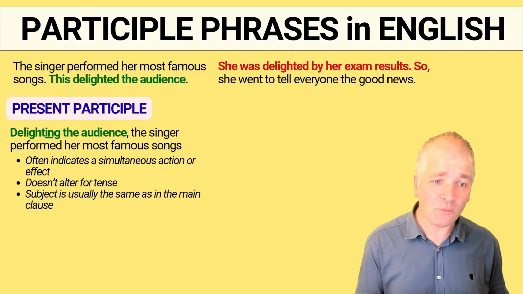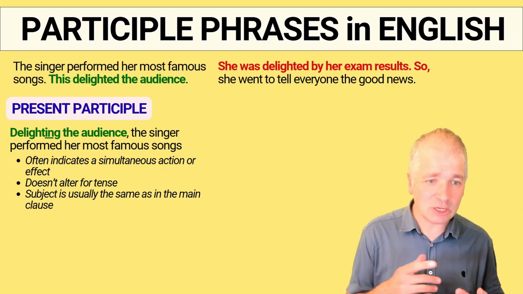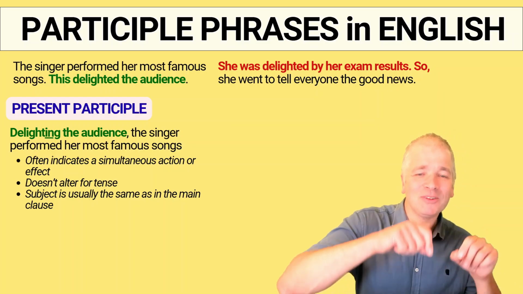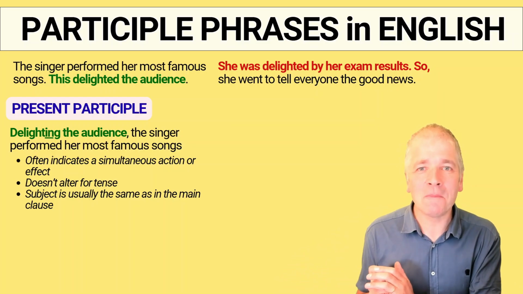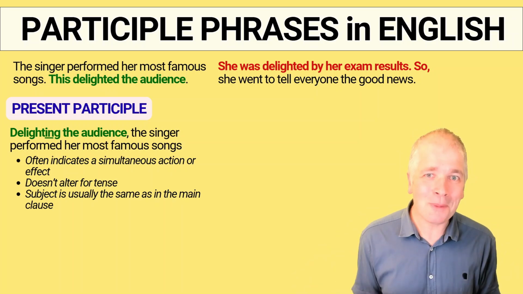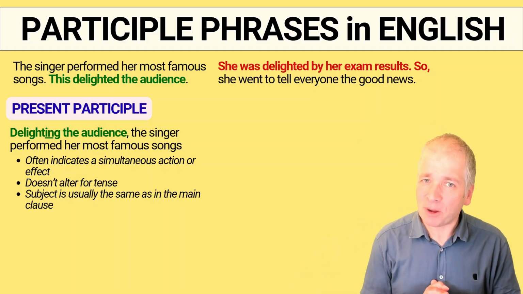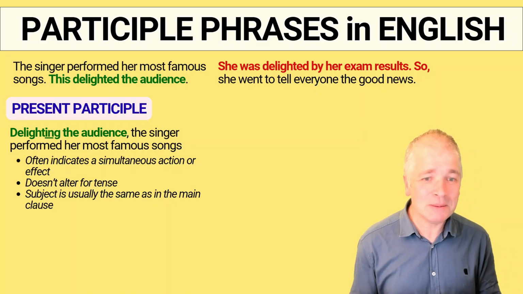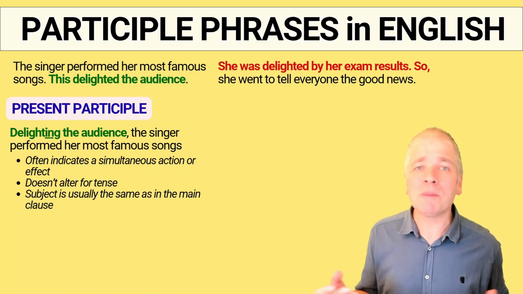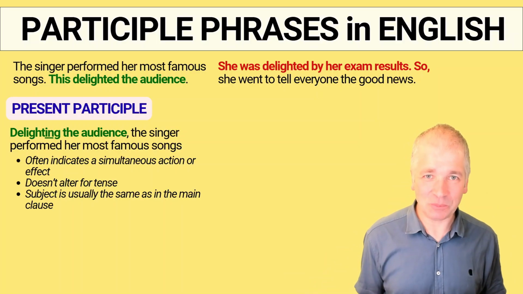Present participles often indicate a simultaneous action or effect. And you can see this here. When does she delight the audience? It's at the same time as performing her most famous songs. So there is an effect of her performing her most famous songs on the audience. It delights them. The present participle doesn't alter for tense, so it didn't matter whether it was the singer performed, the singer performs, or the singer will be performing. Delighting will stay delighting in this position.